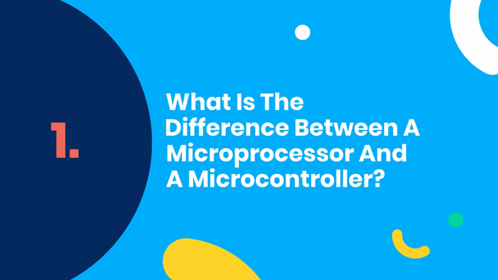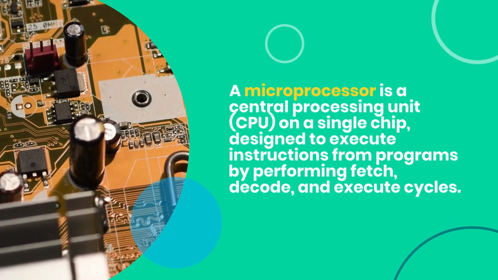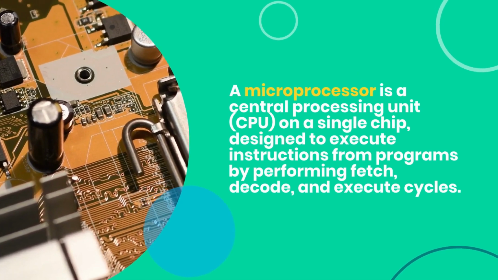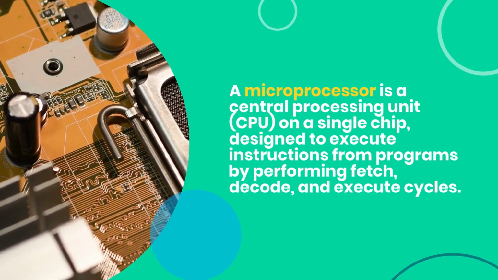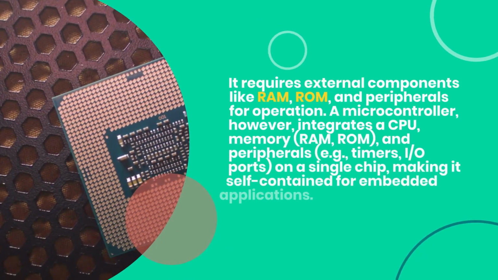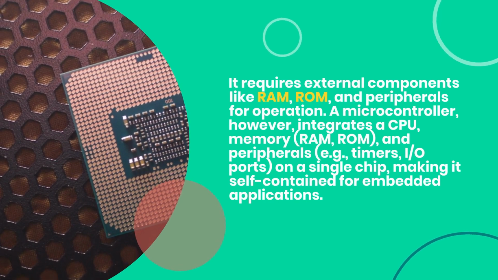1. What is the difference between a microprocessor and a microcontroller? A microprocessor is a central processing unit, CPU, on a single chip, designed to execute instructions from programs by performing fetch, decode, and execute cycles. It requires external components like RAM, ROM, and peripherals for operation.